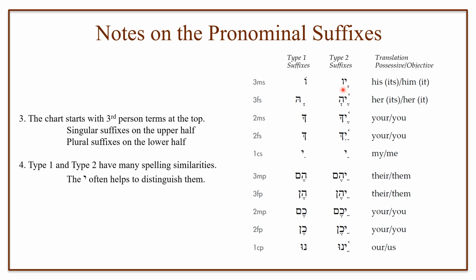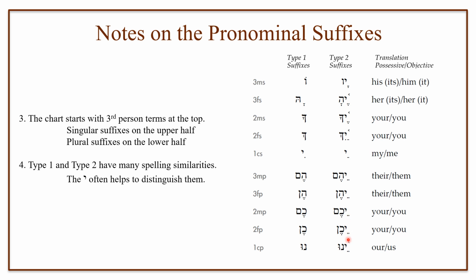Okay, you see a vav in there, hey in there, hey in there, kaf, kaf, kaf, kaf, yod, yod. You've got the hey and the mem, hey, mem, hey, nun, you know, all the way down. There's a lot of similarities from the type 1 to the type 2. One thing that's pretty consistently different is that type 2 will have a yod all the way down.